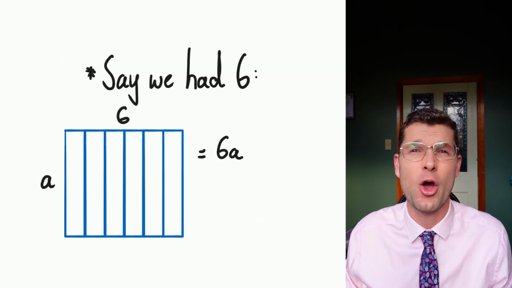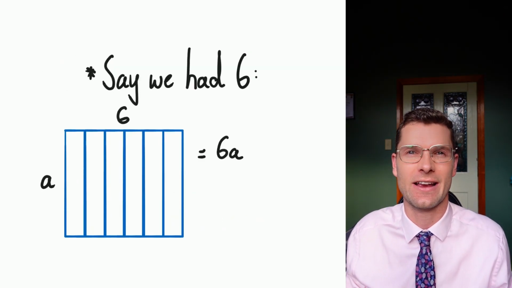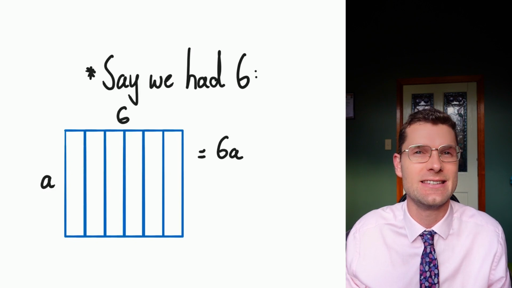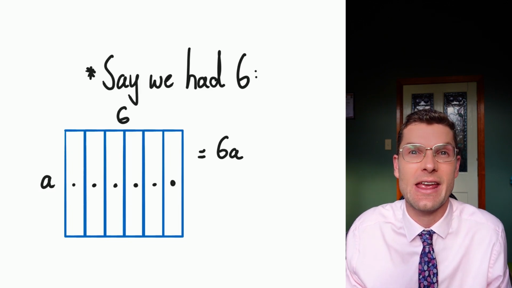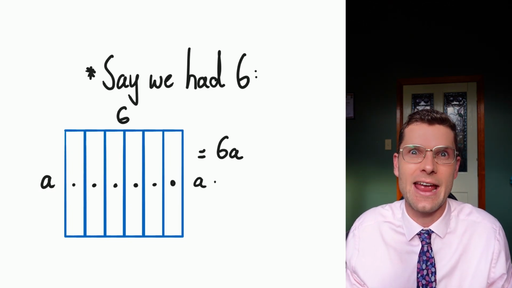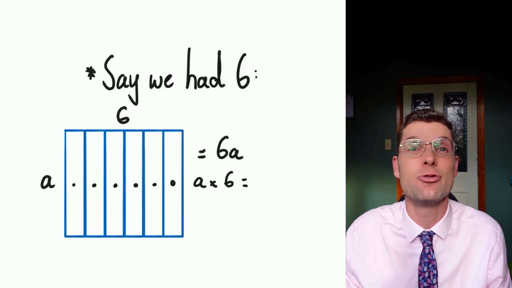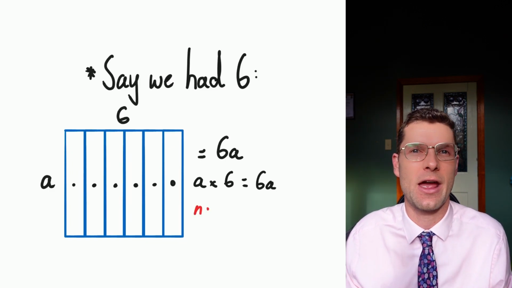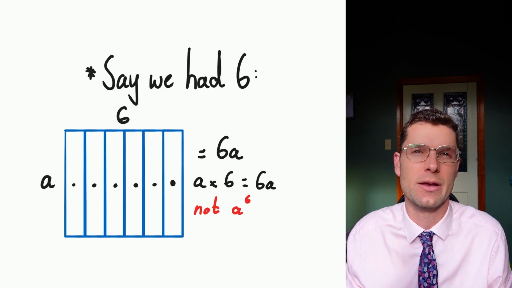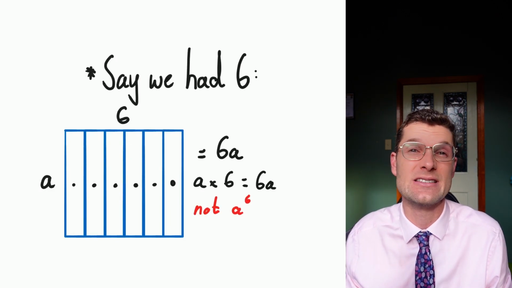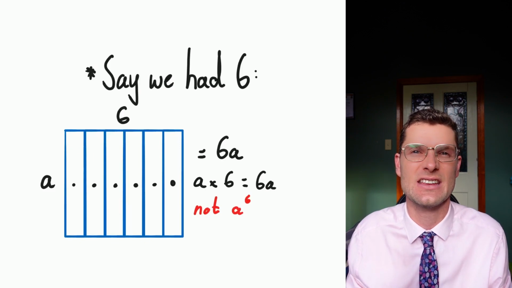Just to hammer this point home, if I had 6 A's next to each other, like in this example, my side length is still A, and I have to multiply it by the 6 to find the area of all these shapes together. So this would just be equal to 6A. This means that A plus A plus A plus A plus A plus A is equal to 6A, not A to the power of 6. Getting this really fundamental fact through is incredibly important moving forward because it's going to help us add and subtract these like terms incredibly easily.